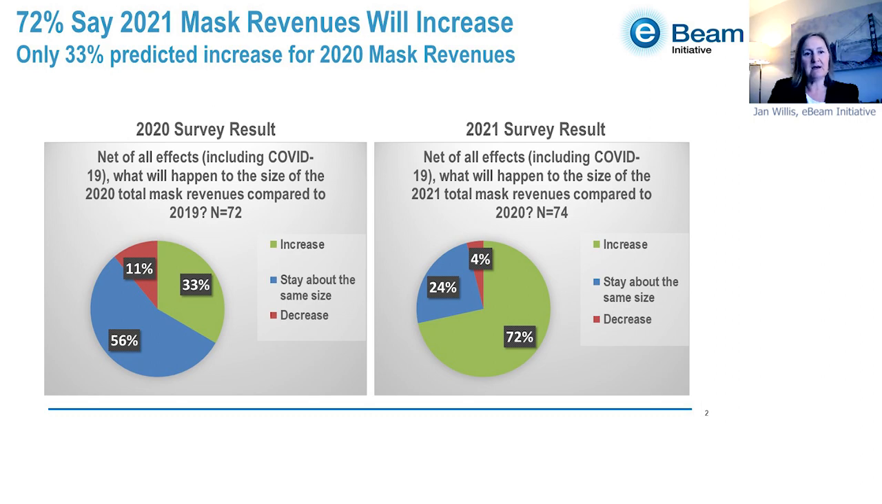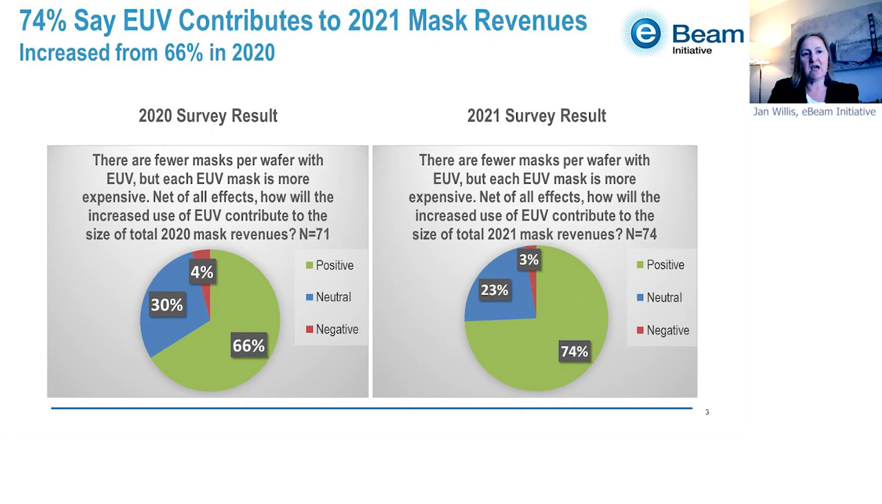Now let's keep on this topic of mask revenues and another repeat question from last year. In the bottom right, you see that 74% this year say that EUV will have a positive contribution to 2021 mask revenues. That contrasts to 66% who said the same thing last year for the 2020 mask revenues.